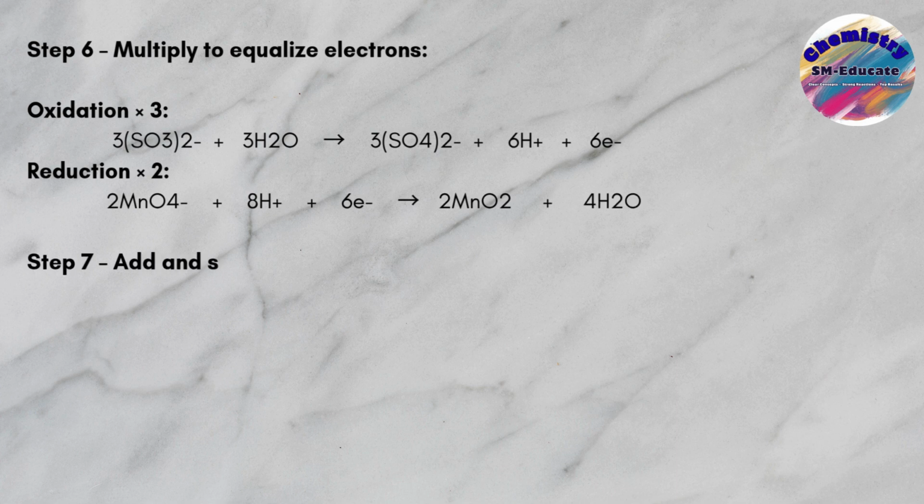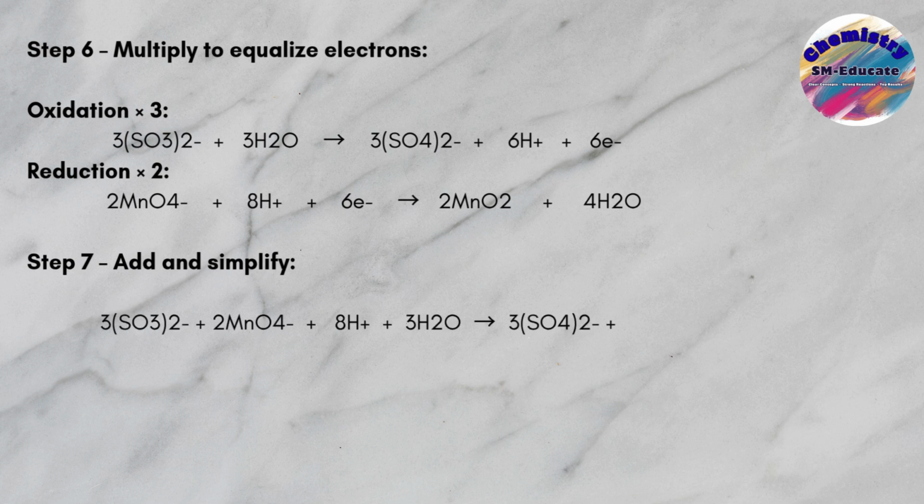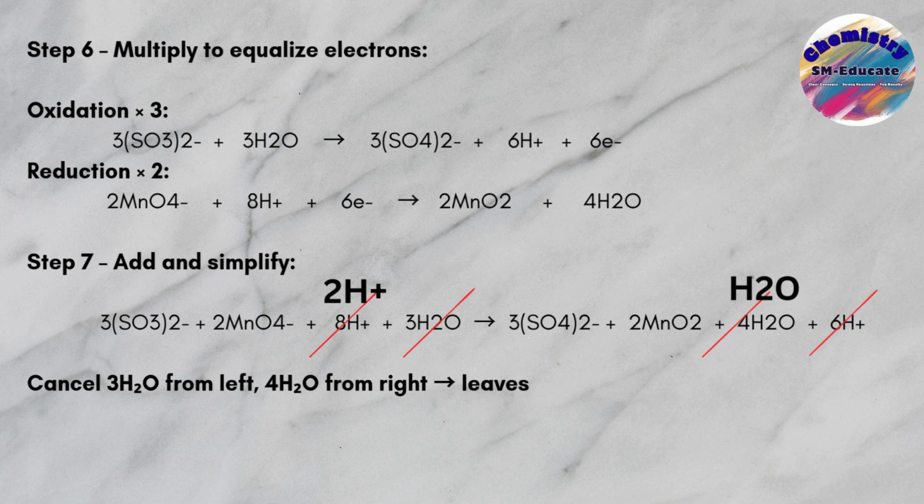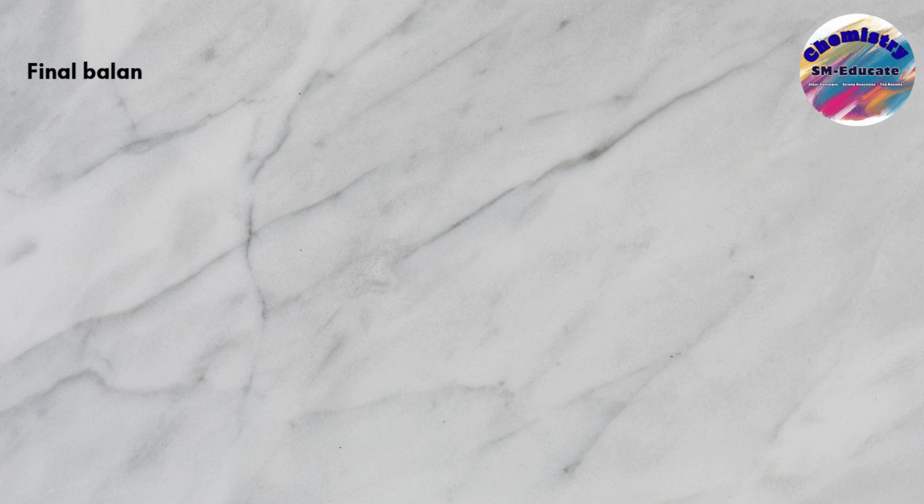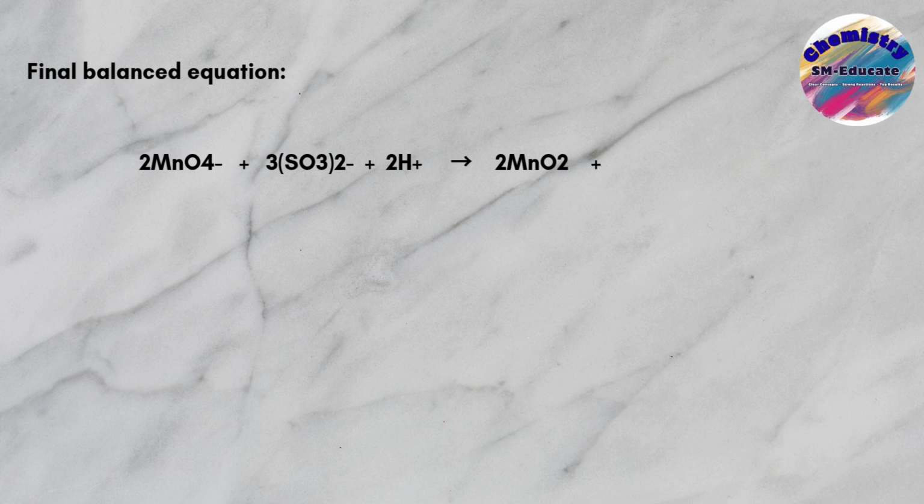Step 7. Add and simplify: 3SO3^2- plus 2MnO4- plus 8H+ plus 3H2O gives 3SO4^2- plus 2MnO2 plus 4H2O plus 6H+. Cancel 3 H2O from left, 4 H2O from right leaves 1 H2O on right. Cancel 6 H+ from both sides leaves 2 H+ on left. Final balanced equation: 2MnO4- plus 3SO3^2- plus 2H+ gives 2MnO2 plus 3SO4^2- plus H2O.